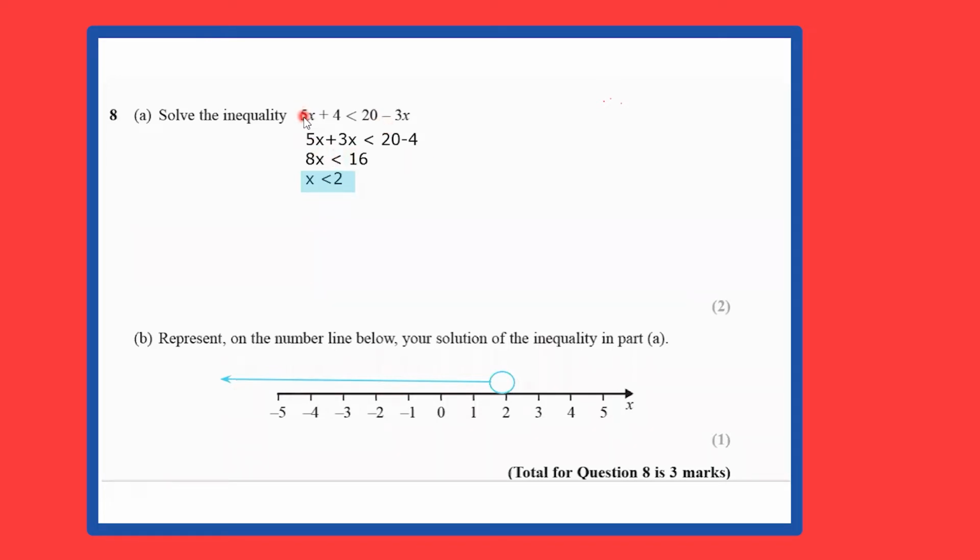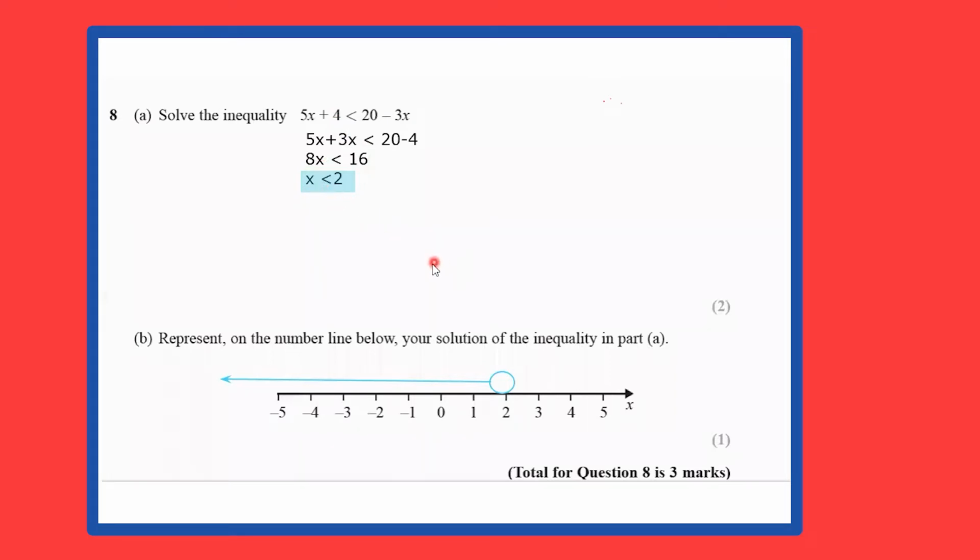Here we're going to add all the x terms onto one side. If you look at 5x and minus 3x, 5x is larger than minus 3x, so we want to move everything to the side with the larger x. So we take the minus 3x to the left-hand side. We have 5x plus 3x. Then we take the number to the right-hand side, so plus 4 becomes minus 4. So we have 20 minus 4. 5 plus 3 is 8, so we have 8x is less than 20 minus 4, which is 16. If we divide both sides by 8, we have x is less than 2.